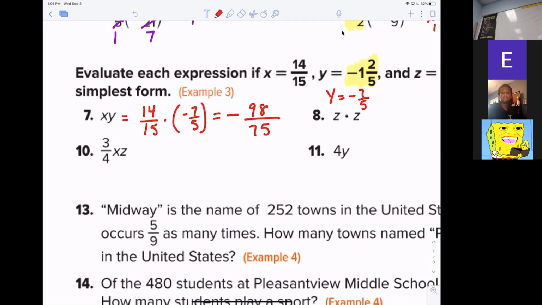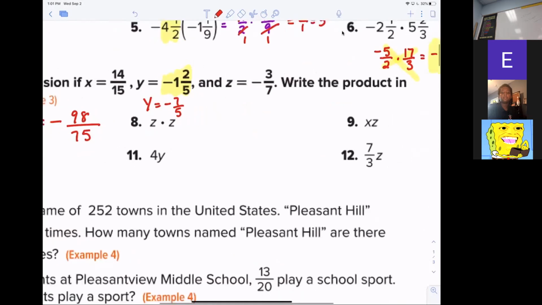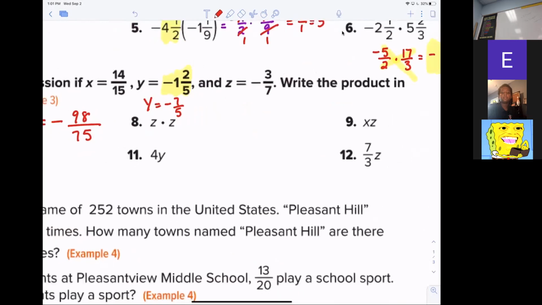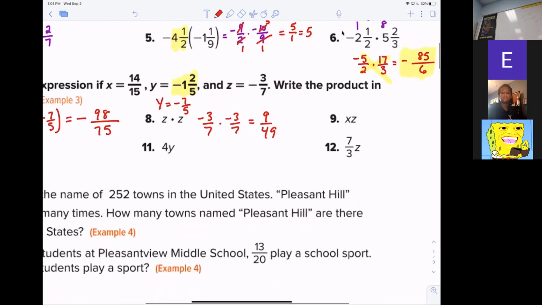You're up. Go. Number 8. Nothing to reduce. Well, what are we multiplying first of all? Negative 3 sevenths times negative 3 sevenths. So first of all, is it negative or positive? Positive. So nothing to reduce, so your final answer, 9 over 49. It's positive.